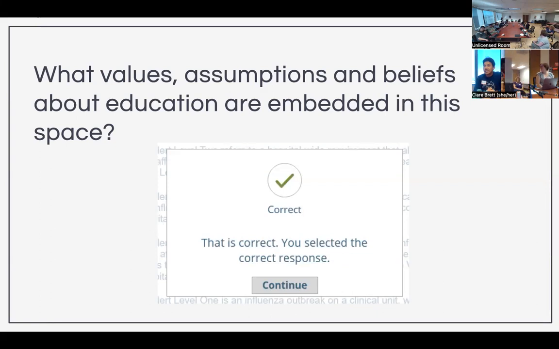Yeah, that's right. Go deeper or do something. Yeah, and that's all in the feedback message. This is correct. You selected the correct response. It doesn't give you more. It doesn't say, you got this correct, now think about this, or do this with this information, or something else. Yeah, absolutely. So it's a very simple screenshot, but there's a lot of hidden curriculum.